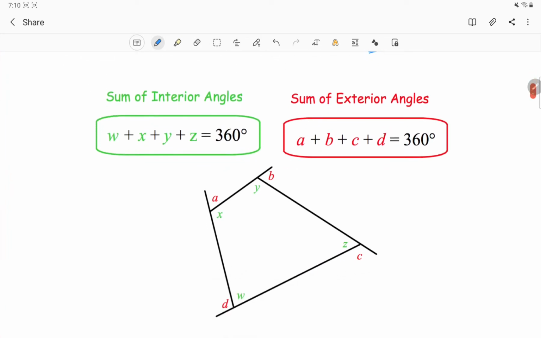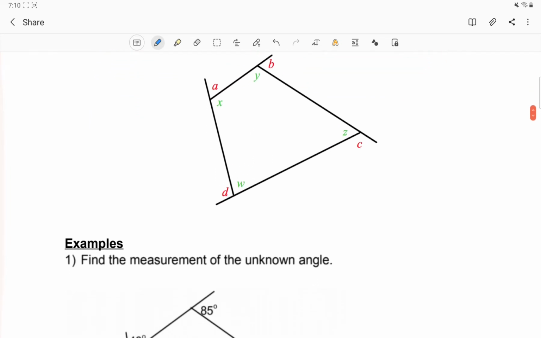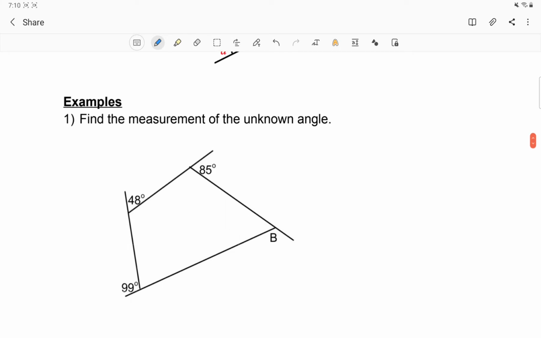So these are formulas that can represent this. Again, if we add all the interior angles, it adds up to 360. And if we add up all the exterior angles, they also add up to 360. And here's just a diagram showing this relation. So let's move on to some examples.